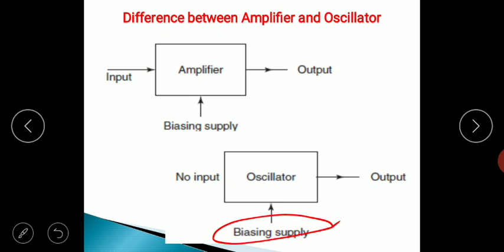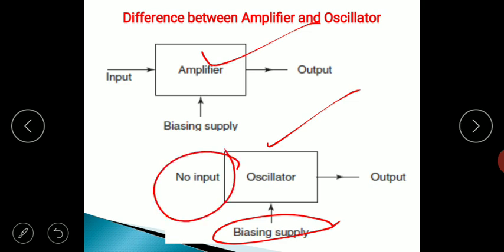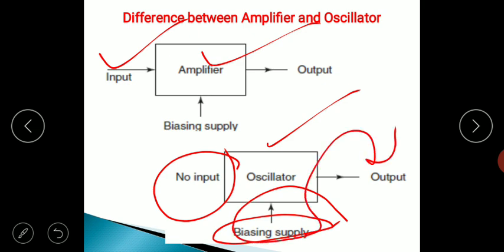But the major difference between this and this you can see here. Here in the oscillator there is no input, whereas there is an input in the amplifier. So without any input, just by using this DC power supply, you will get the output in the oscillator. That's why the oscillator on its own generates the output signal which is repetitive or periodic in nature. I hope it is clear.